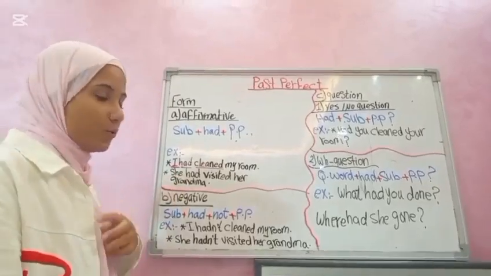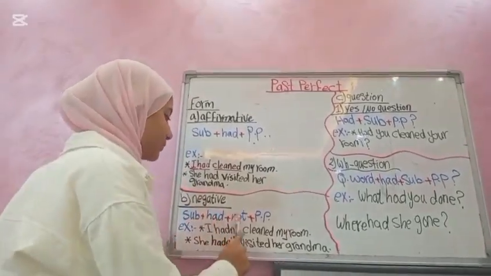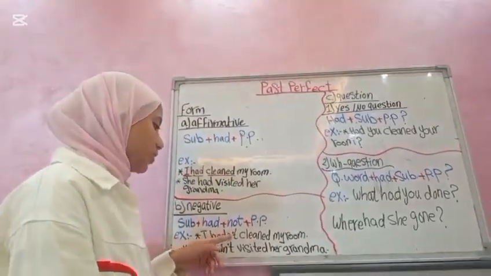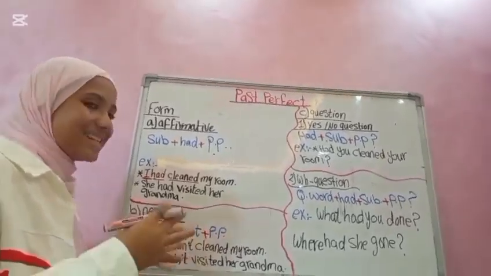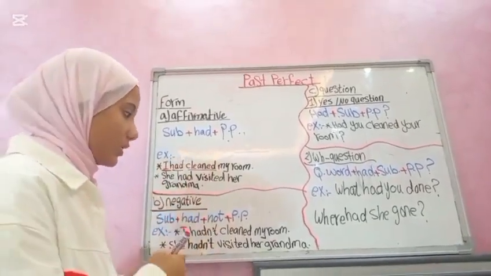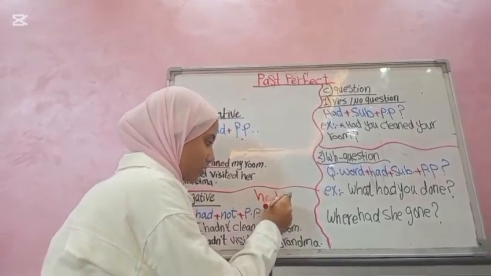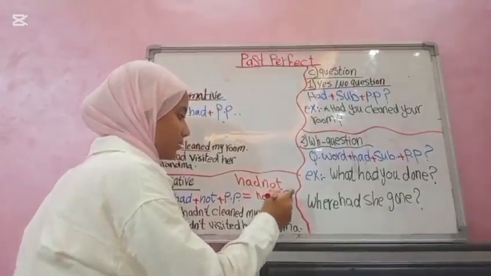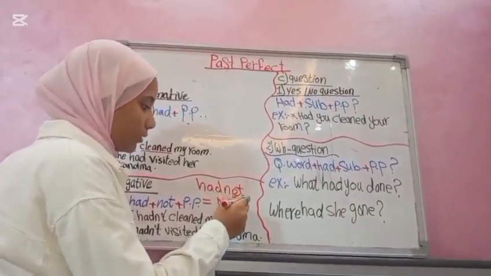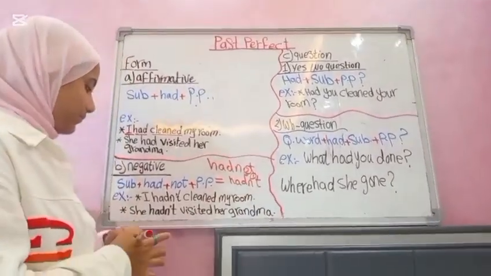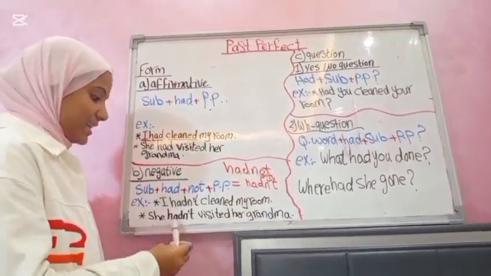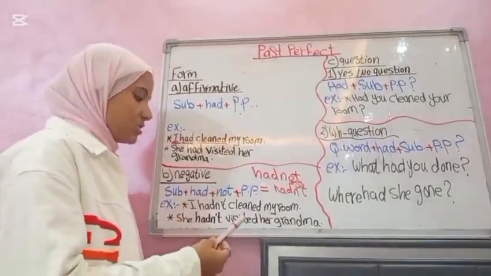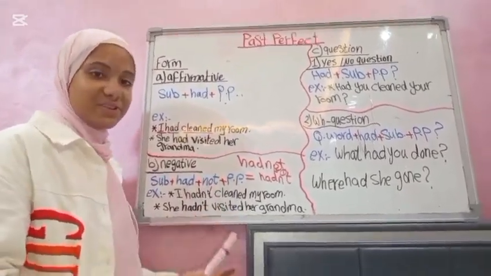Let's move to the negative form. Subject plus had plus not plus past participle. An example: I had not cleaned my room. You can see it, I hadn't. We can contract it. Had not equals hadn't. We remove the o and put an apostrophe. Another one. She hadn't visited her grandma. She is the subject, hadn't or had not visited is the past participle of the verb visit.